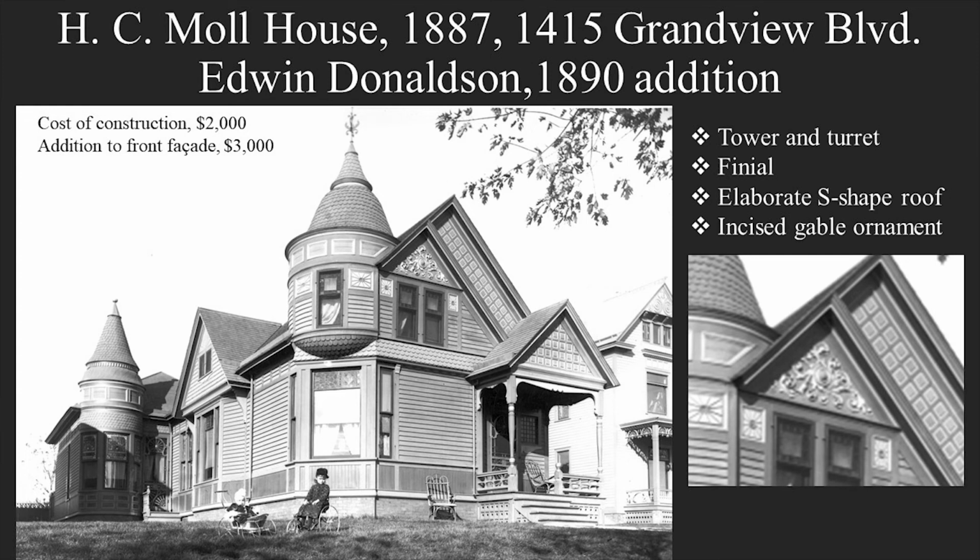The H.C. Mall House, which is actually the little bitty building you see on the far left, was built in 1887 at 1415 Grandview. Edwin Donaldson bought the house and in 1890 put a large addition on the front. You can see the original cost of construction was $2,000. The addition of the front facade was $3,000. This house features both a tower there on the far left and a turret toward the center of the photograph, where the turret sticks out of the corner of the house. That turret features an elaborate S-shaped roof, and the element I want to point out here is on the right, this incised gable decoration.